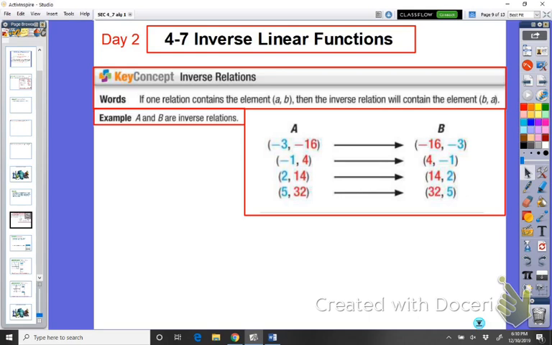Inverse relations. If one relation contains the element AB, then the inverse relation will contain the element BA. So the only thing that happened was the A and the B switched spots. So you can see an example. If I have the ordered pair -3, -16, and I switch the X and the Y, the inverse point is -16, -3. Likewise, if A's point is -1, 4, the inverse of that is 4, -1. So the X and Y's just swapped spots. So if you had X and Y, just flip them around to make the inverse point.